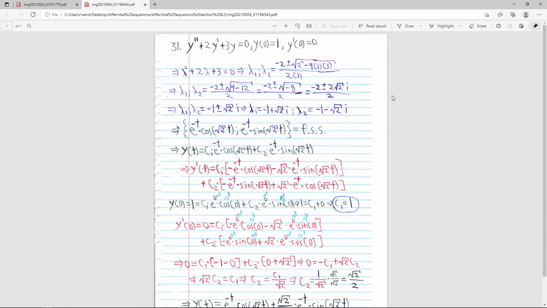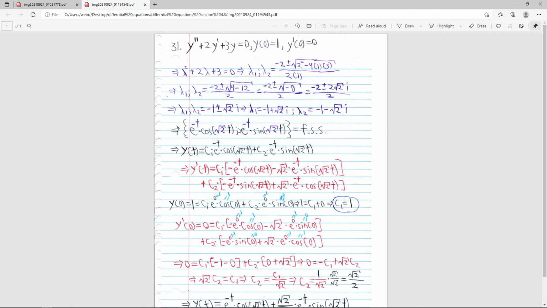And finally, a slightly harder one. y'' + 2y' + 3y = 0, y(0) = 1, y'(0) = 0. So λ² + 2λ + 3 = 0 is the characteristic equation. Let's solve this using the quadratic formula. Eventually it simplifies down to just -1 ± √2 i.